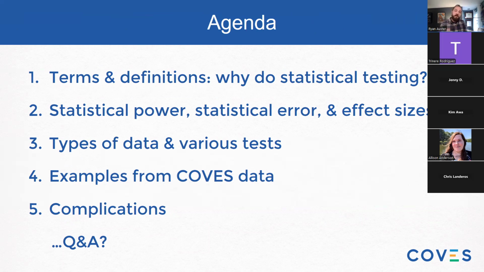We're going to talk briefly about statistical power and effect sizes, even though we're not actually going to calculate power or effect sizes, but I want you to be aware of why that matters. We're going to look at types of data and various tests generically, meaning in the statistical inferential testing world. And then we're going to look at two specific examples from COVES data with some recommendations for how you can continue to apply this to a lot more of your COVES data.